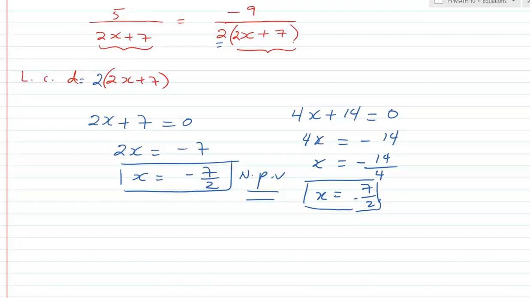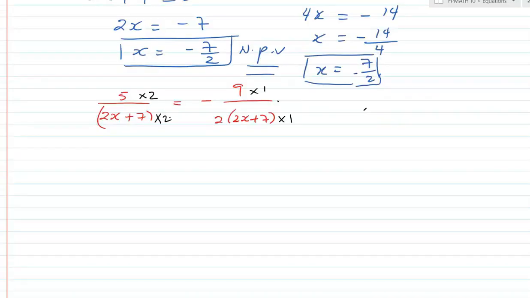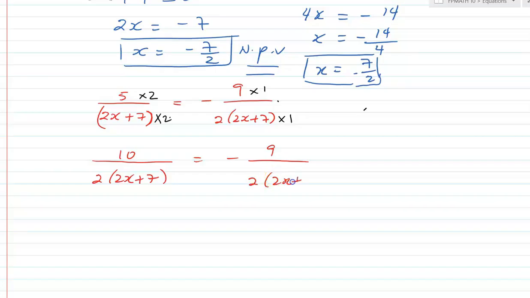Okay, now we're going to go ahead, multiply both sides of the equations by the lowest common denominator, and then we're going to rewrite. Okay, so the lowest common denominator is 2 times 2x plus 7 for both. So the first rational expression on the left-hand side, I have to multiply top and bottom by 2, but the right-hand side, I don't really have to multiply by anything. And what I will end up getting is 10 divided by 2 times 2x plus 7 equals minus 9 divided by 2 times 2x plus 7.